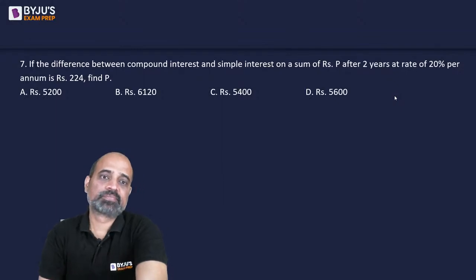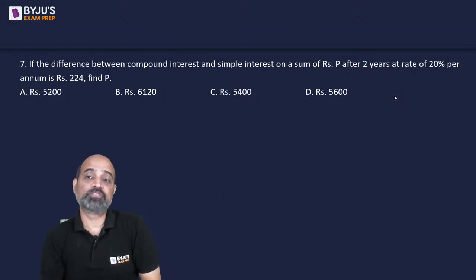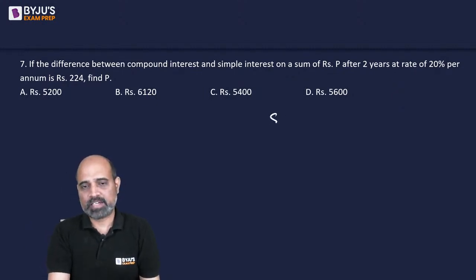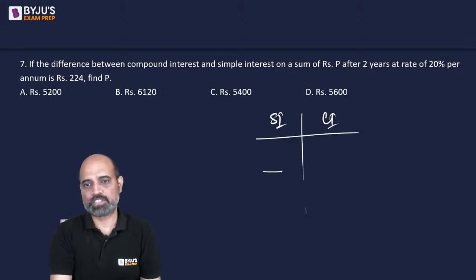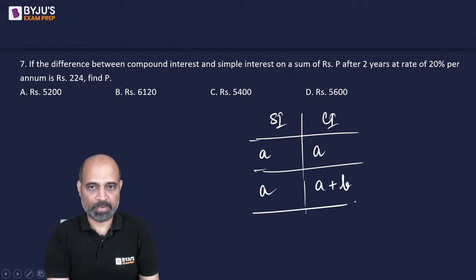Okay, next. The difference between compound interest and simple interest on a sum of rupees P after 2 years at a rate of 20% per annum is rupees 224. Find P. The SI-CI table, right? Simple interest, compound interest. Since we are dealing with 2 years, first year and second year. In simple interest, the interest earned is A, and in compound interest it is A and B.